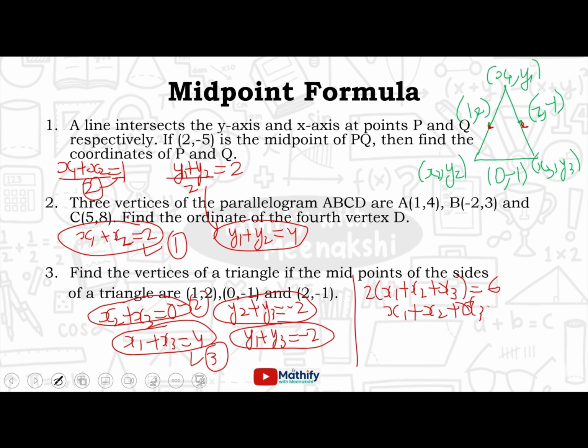Now we know the sum of all three is 3, and here we know the sum of two. If x1 plus x2 is 2 and the sum of all 3 is 3, then what can you say about x3? If x1 plus x2 is 2, what can you say about x3? That your x3 is 1. So you can say my x3 is 1.